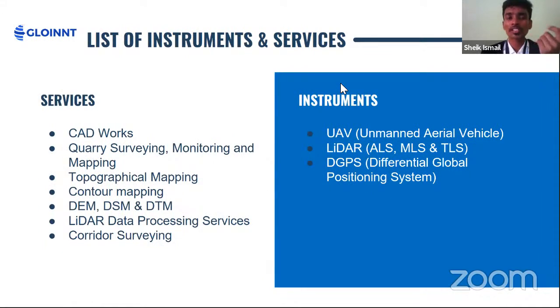CAD works, quarry surveying, quarry monitoring and mapping, topographical mapping, contour mapping, generation of DEM, DSM, DTM, that is digital elevation model, digital surface model, and digital terrain model. And then Lidar data processing services, and then corridor mapping. Okay, and instruments are UAV, unmanned aerial vehicle, Lidar system, that is aerial Lidar, mobile Lidar, test Lidar, DGPS system, differential global positioning system. We do services in these categories, and we can handle these kinds of instruments.